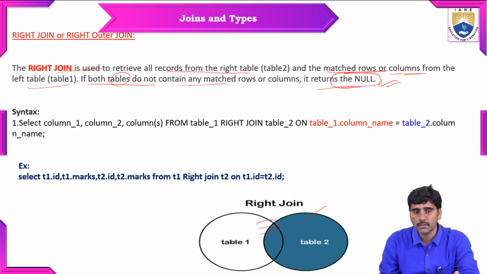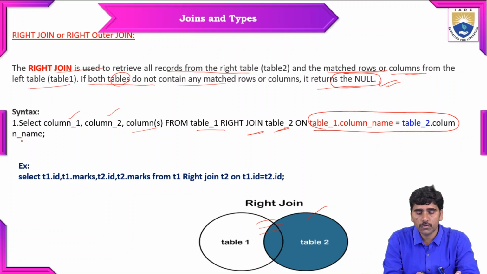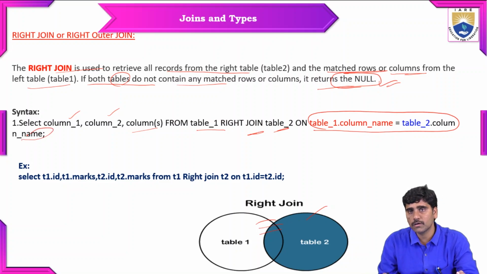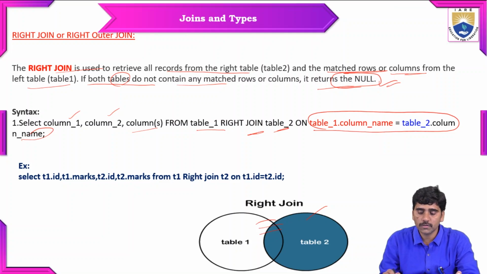The syntax is here. Select column 1, column 2, columns. You can mention any of the columns from table 1, right join or right outer join, whatever you mention, right join table 2 on the condition table 1 dot column name equals table 2 dot column name. That indicates you are going to retrieve some columns on the basis of the right join type on that condition.